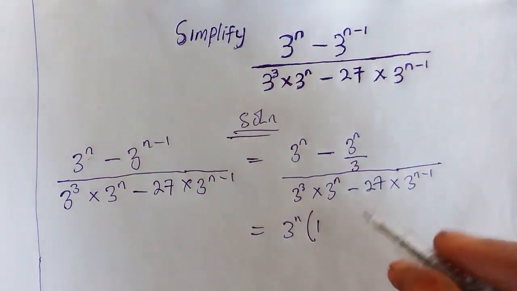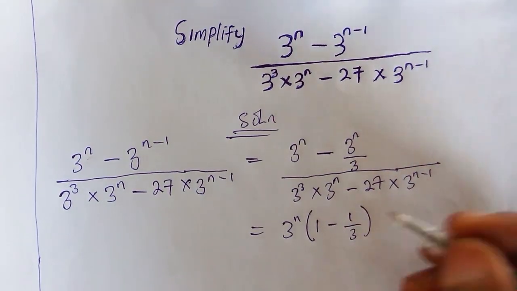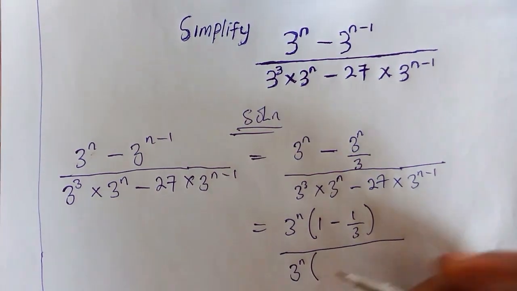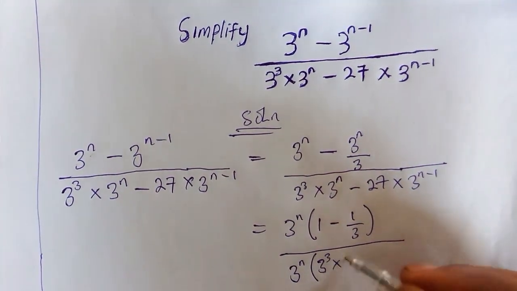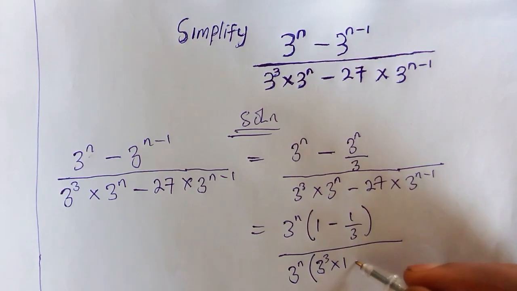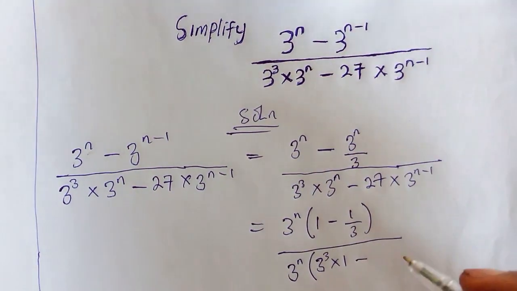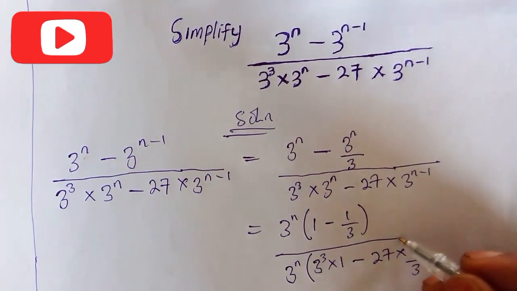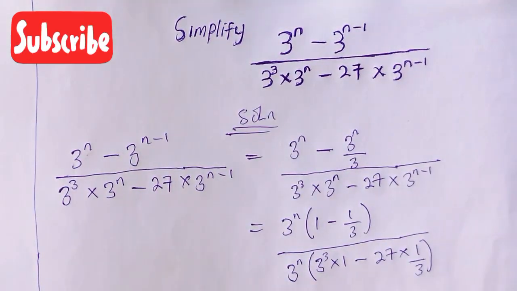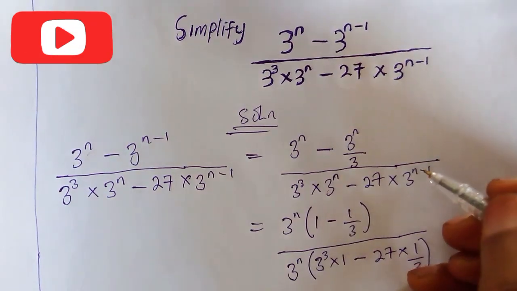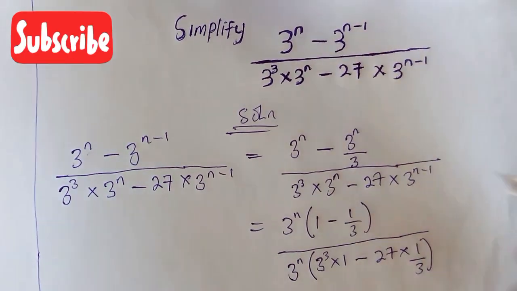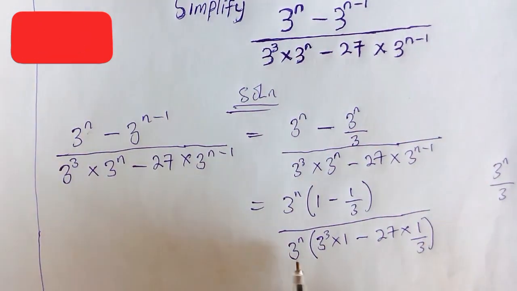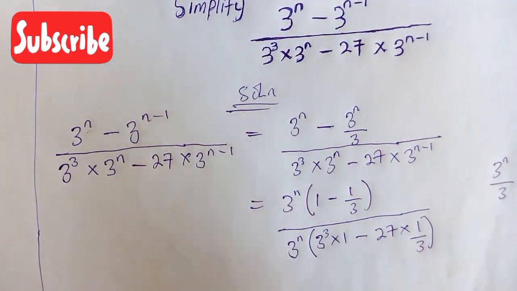We bring it out. We have 1 minus 1 over 3, all over 3 raised to the power n is also common here. We have 3 cubed times 1, then minus 27 times 1 over 3, because this is the same thing as this 3 raised to the power n minus 1 here, the same thing as 3^n over 3. So when we brought out 3^n, we're left with 1 over 3 there.